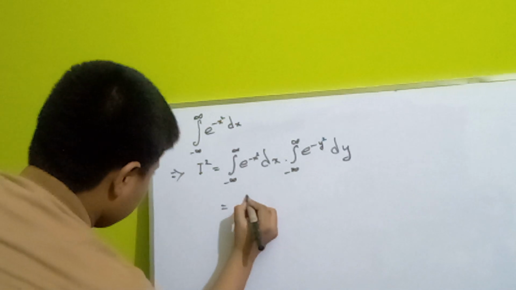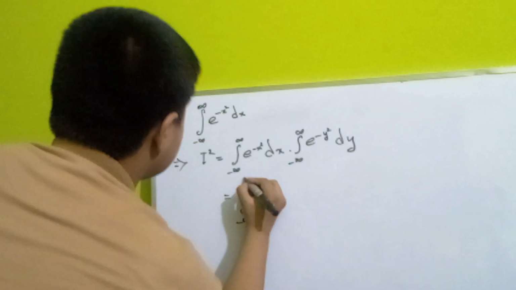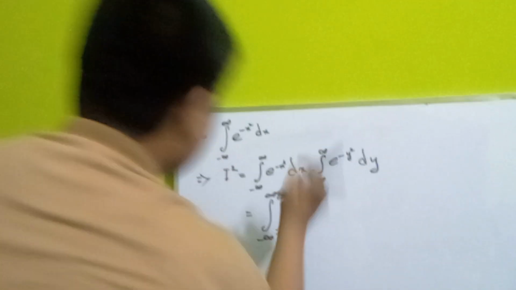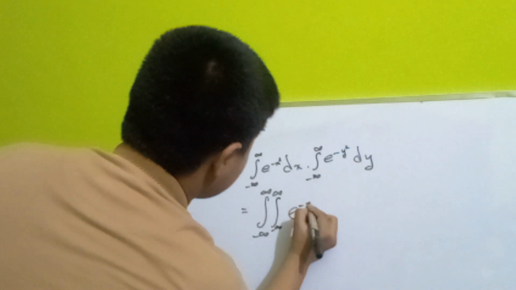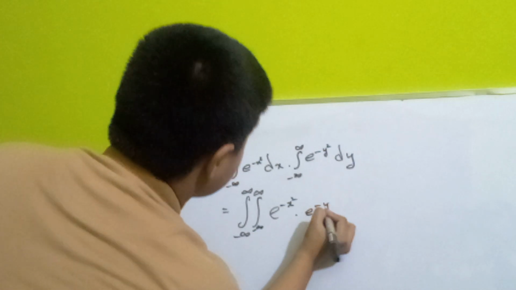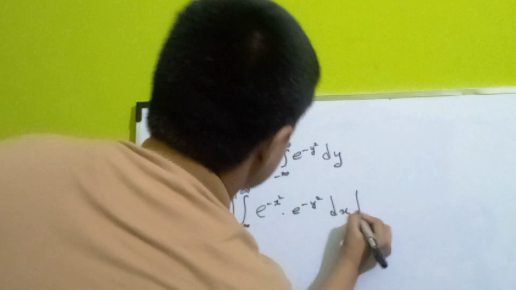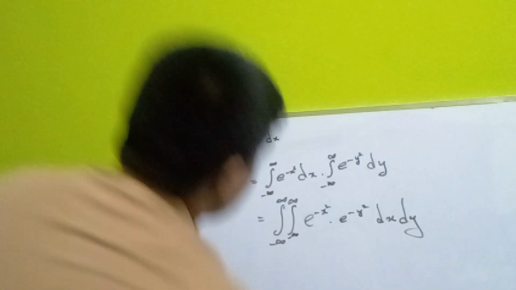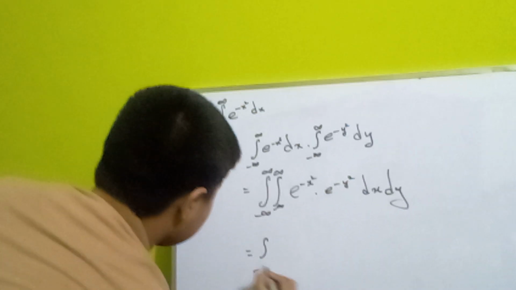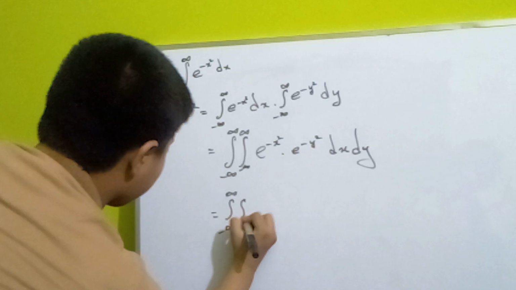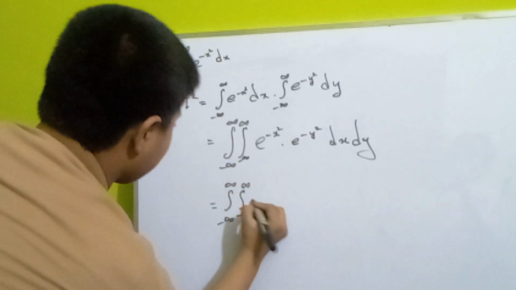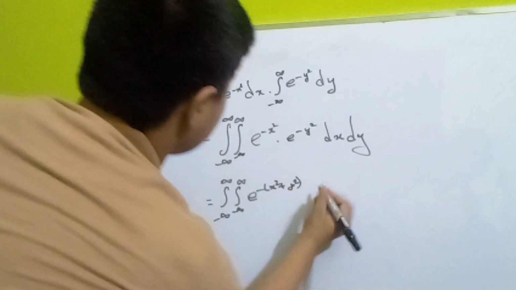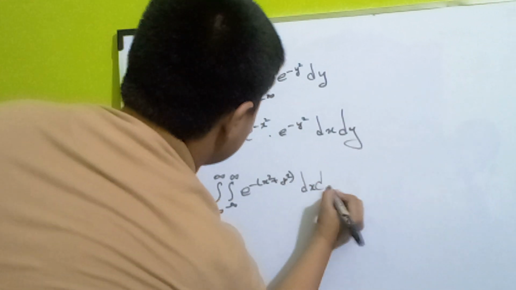And here's another thing. We can use a double integral here. These two integrals make a double integral, e to the negative x squared times e to the negative y squared dx dy. Here we can add these two exponents, and we'll just get e to the negative x squared plus y squared, dx dy.